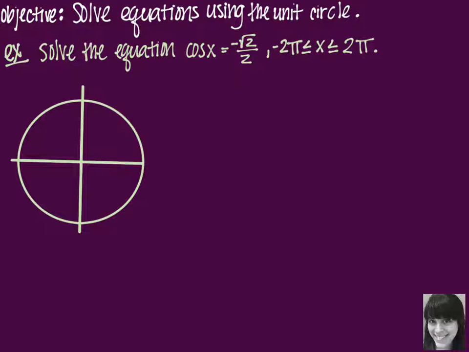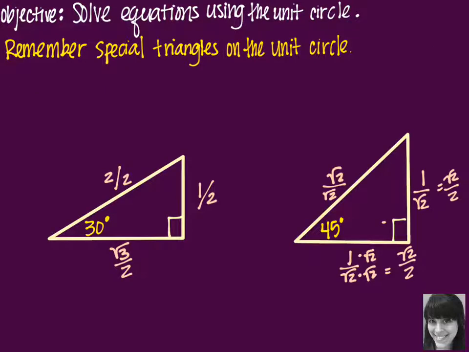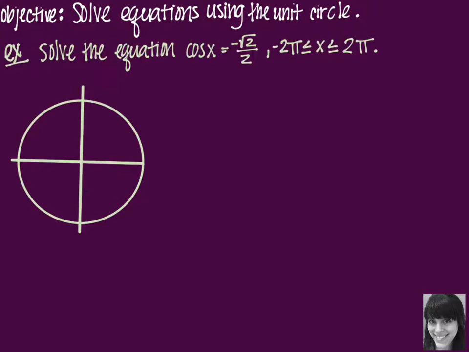So I need to find an angle whose cosine is square root of 2 over 2. So if I go back to these special triangles, the one that has square root of 2 over 2 is the 45 degree triangle. So I know that x is going to be 45 degrees, and if you convert that into radians, you get pi over 4.